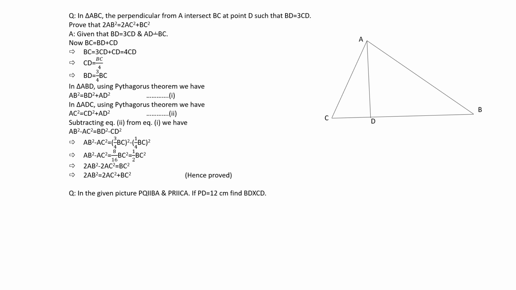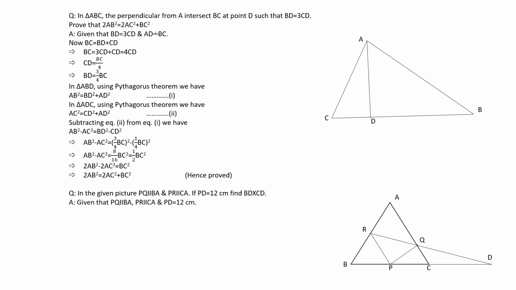In the given picture, PQ parallel to BA and PR parallel to CA. If PD equals 12 cm, find BD into CD. Let's draw the picture. So given that PQ parallel to BA, PR parallel to CA and PD equals 12 cm. So we have PR parallel to CQ and PQ parallel to BR.